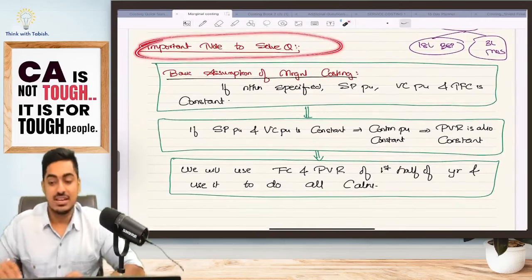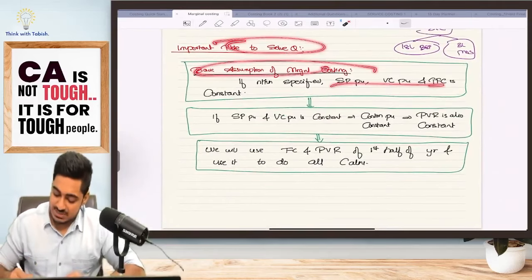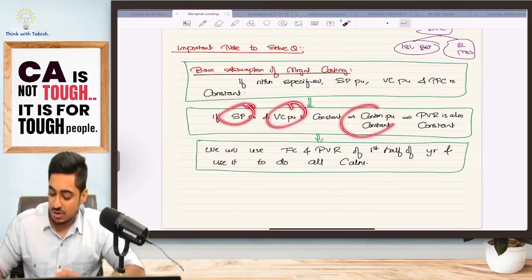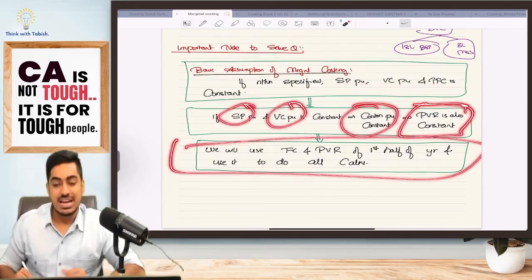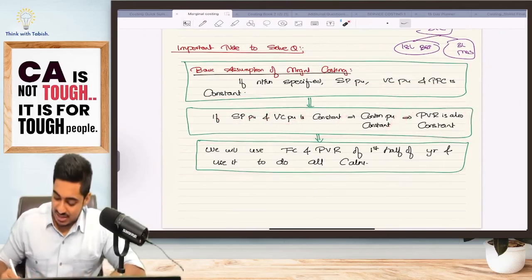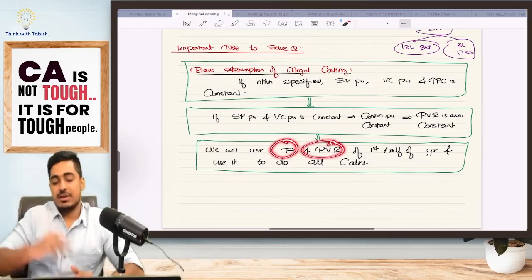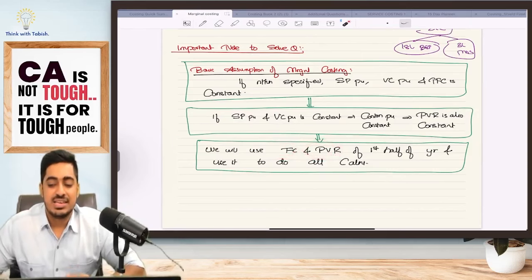Still, anyways, let's do it. Look at this important note to solve. Basic assumption: if nothing is specified, they are going to be the same only. If my selling price and variable cost will be the same, that means contribution will be the same, means PV ratio will be the same. We will use that to do my entire calculation. That is my fixed cost of first half as well as PV ratio of first half. Based on that, we will be doing the entire calculation. Is this clear, everyone? Yes or no?